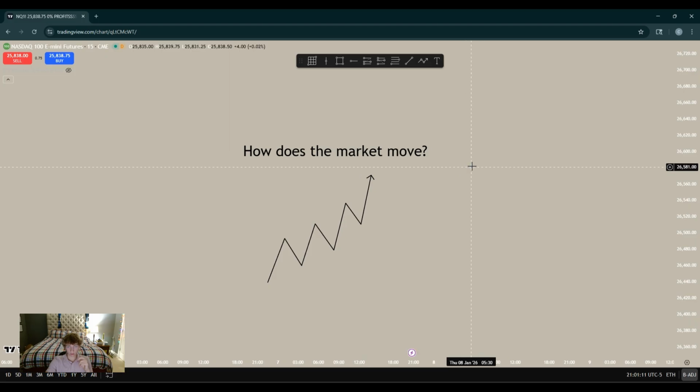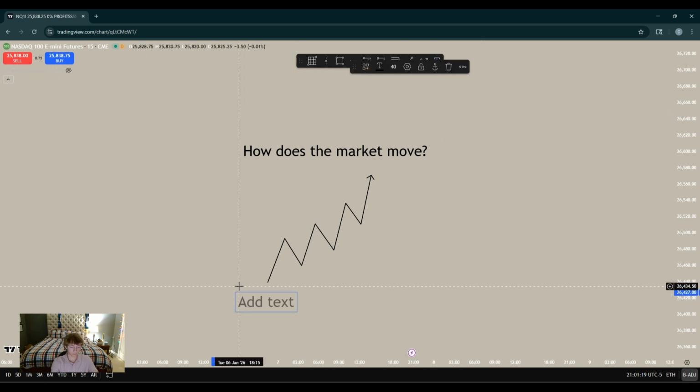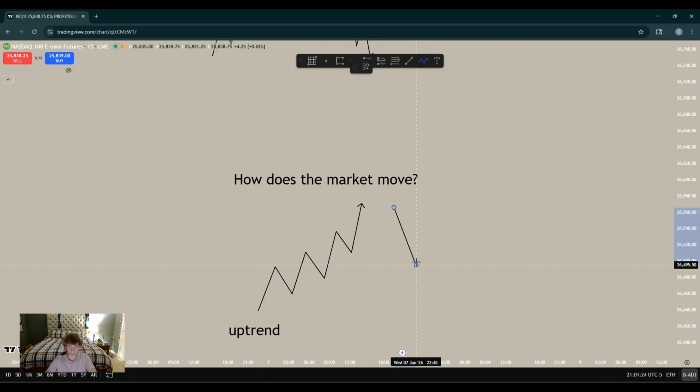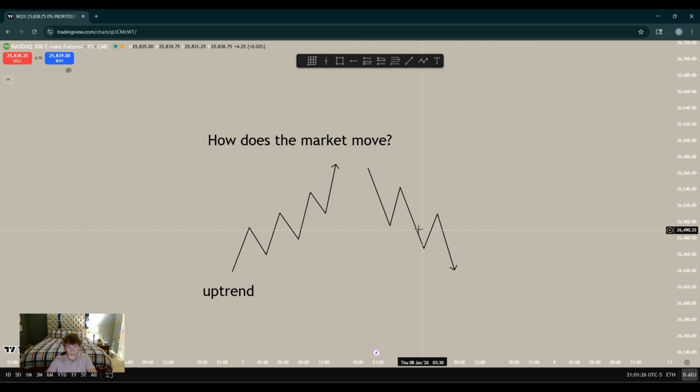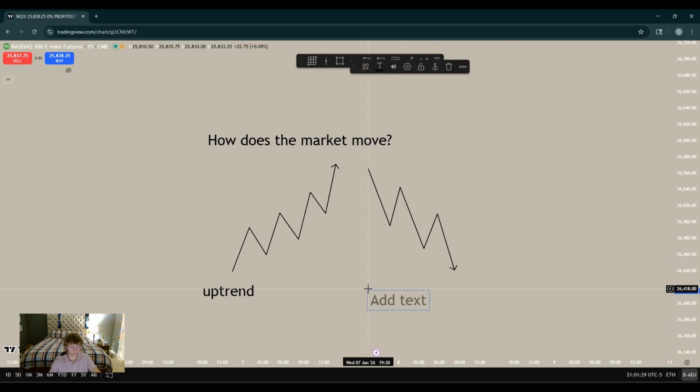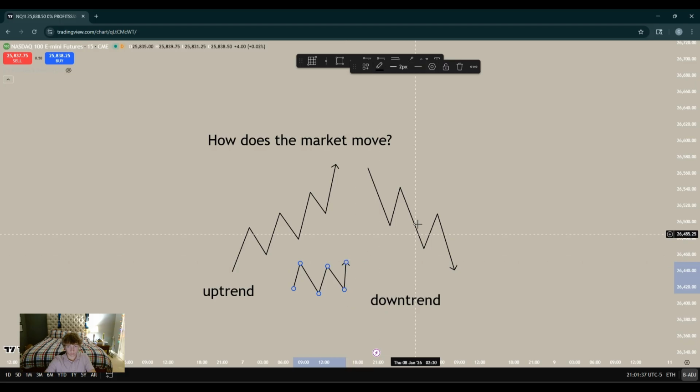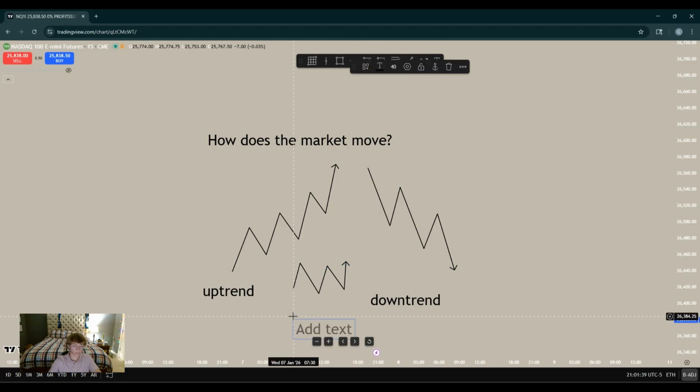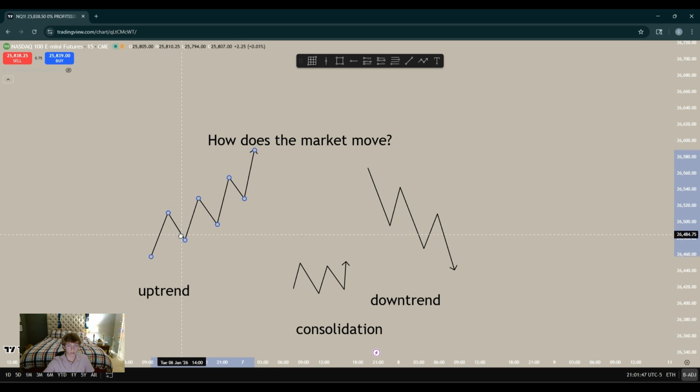So how does the market move, okay? The market obviously moves in trends, is what we established, right? We have an uptrend, we have a downtrend, and consolidation, based on our trends. Uptrend, downtrend, and consolidation.